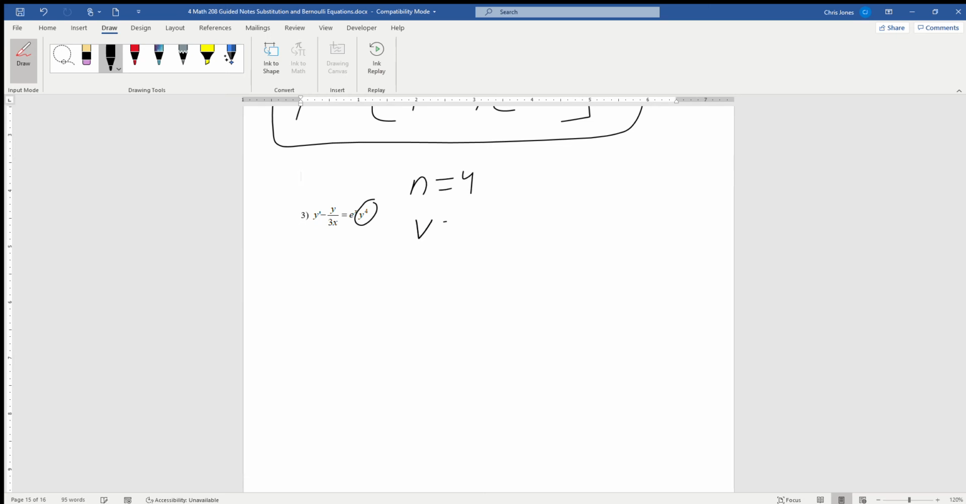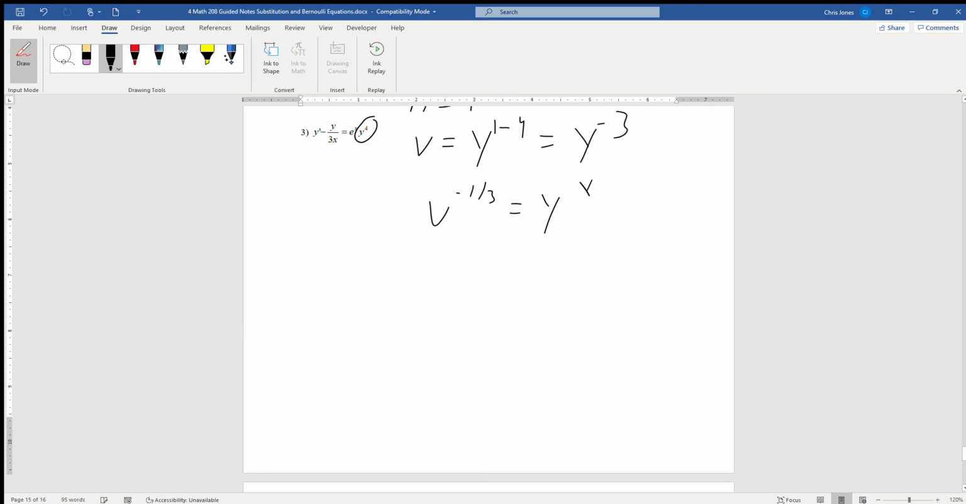So that means that v is going to be equal to y to the 1 minus 4, or y to the minus 3 power. And then at that point we can raise both sides to the negative 1/3 power to solve for v. So v to the minus 1/3 is going to be equal to y. We can take our derivative, so we're going to hold on to this because we're going to need that. Our derivative, negative 1/3 v to the minus 4/3 dv dx is going to be equal to y prime. That's a 4/3 in English.